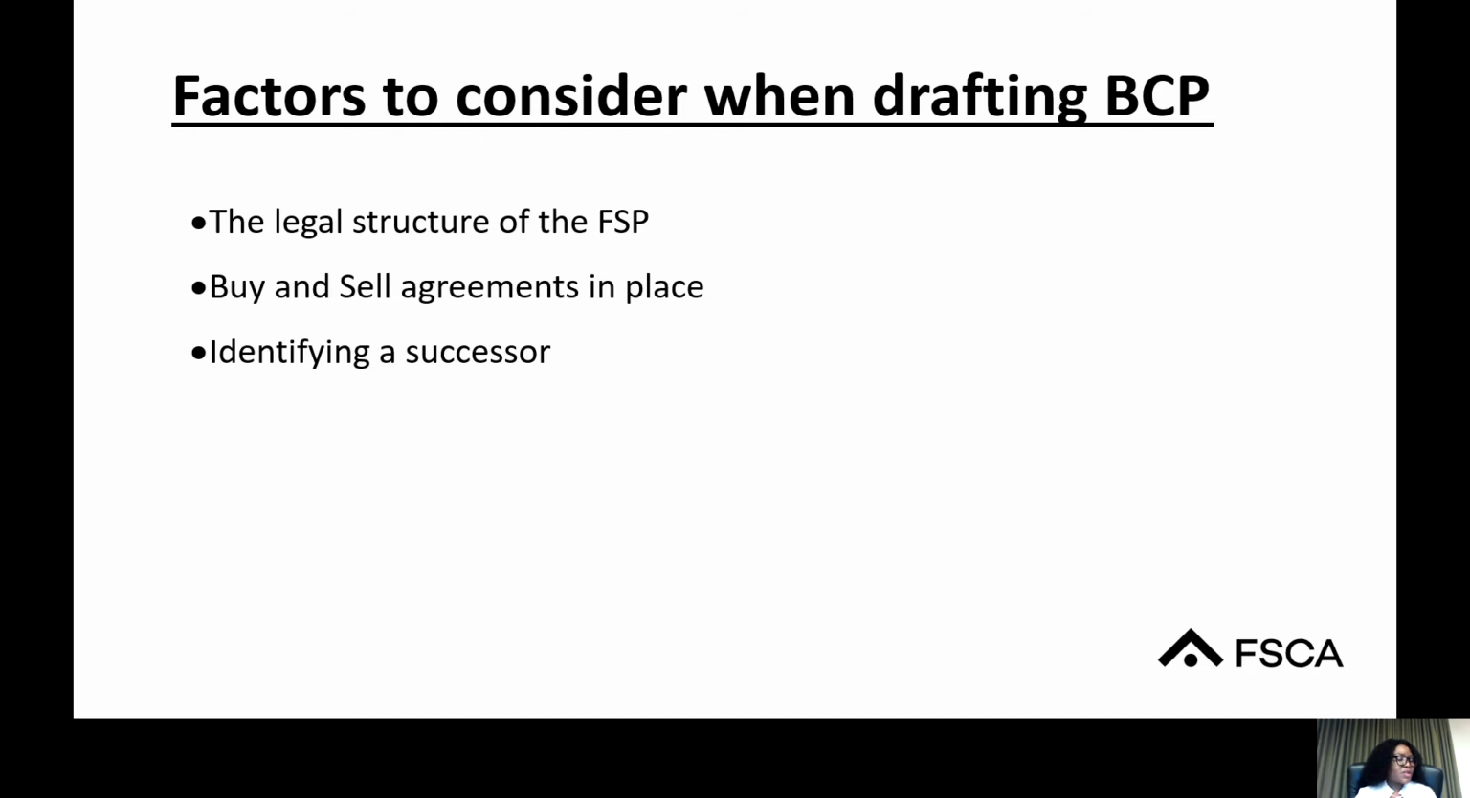And also you want to make sure that this FSP offers good quality financial advice. I mean, you don't want to transfer clients to an FSP that is not equipped to take care of your clients. You'll be doing them a disservice anyway.